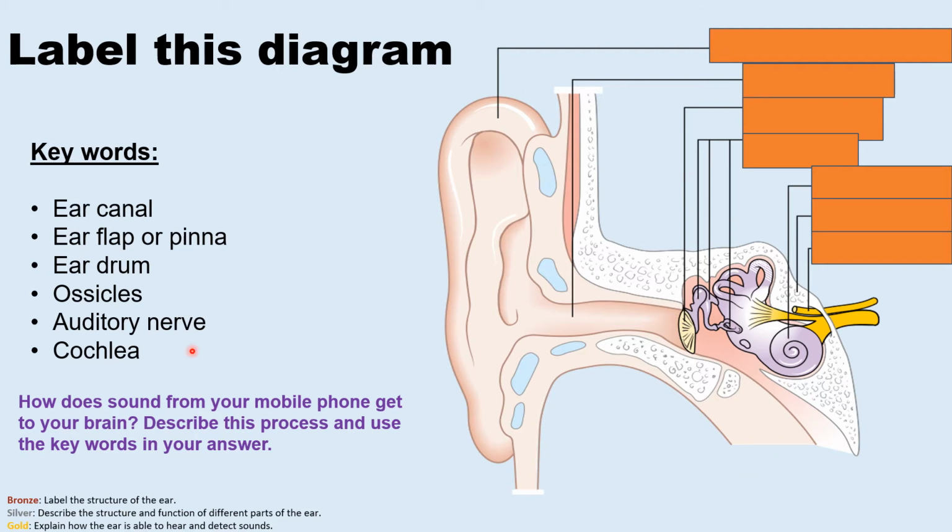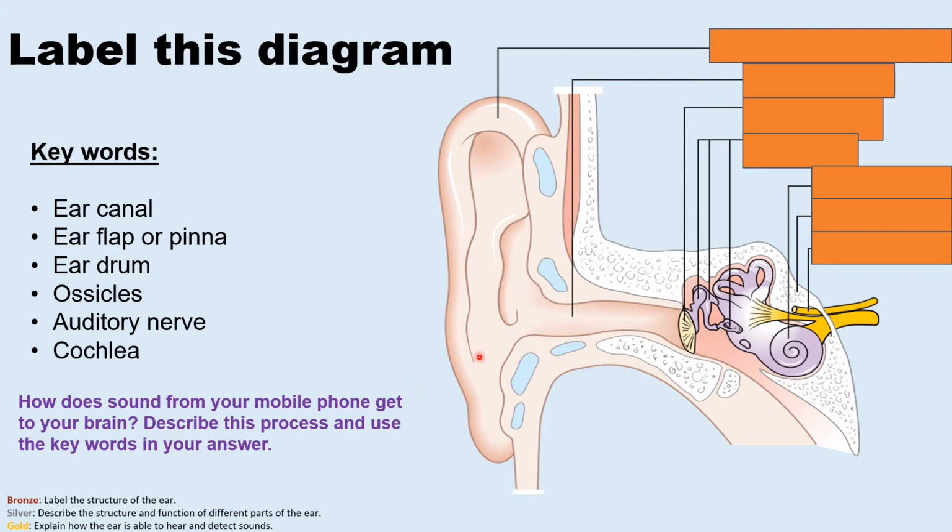And then you have to answer this question here. So how does sound from your mobile phone get to your brain? And describe this process using these keywords in your answer. And I'm not going to show you the answer to this question, because I'm going to look through your books, or look at your work after you've submitted it, and see what you've all put.